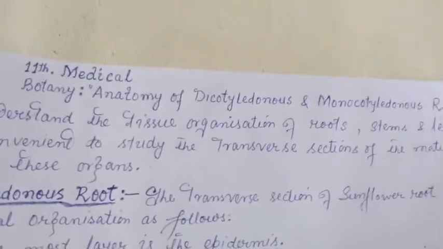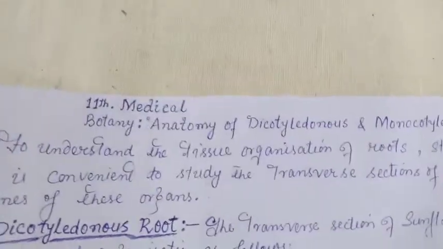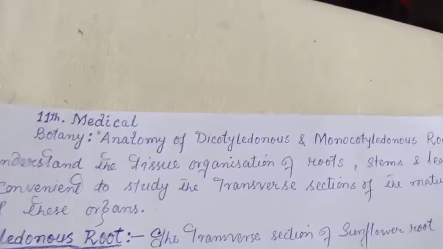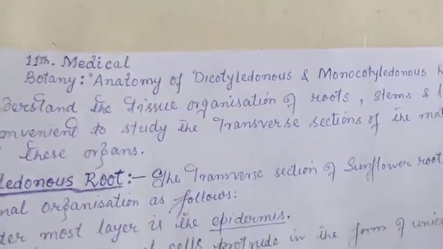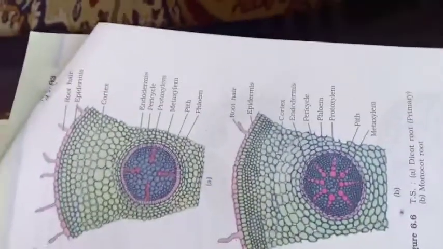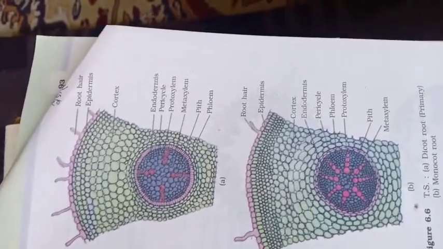Previously we have discussed the various tissues and tissue systems. In order to better understand the tissue organization of roots and stem, we need to study their internal structure by studying their transverse sections. And today we are going to discuss the internal structure of monocot root by studying it through the transverse section.